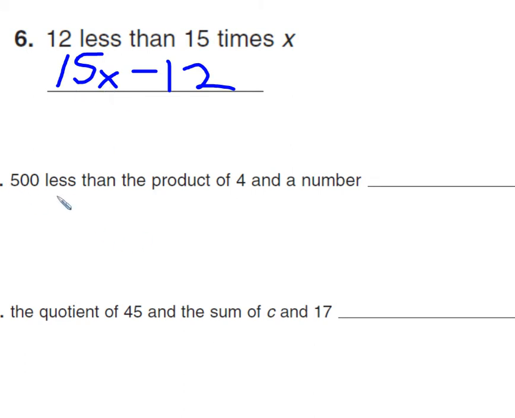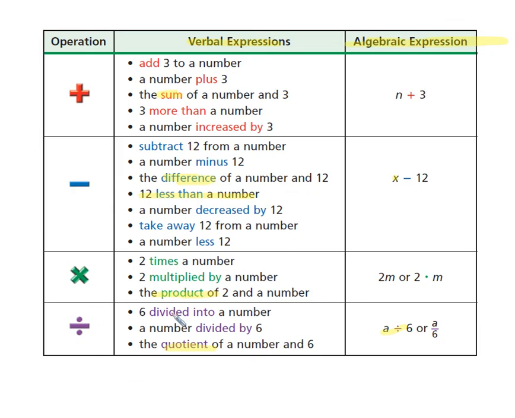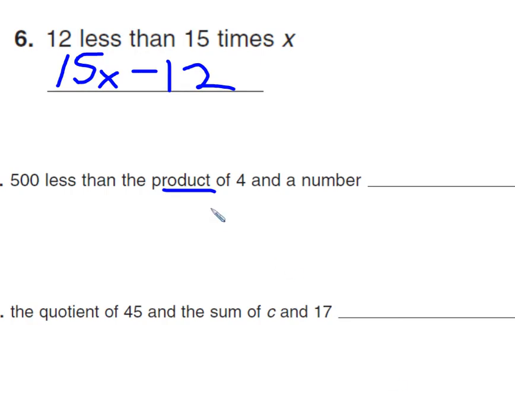500 less than the product of 4 and a number. Product means multiplication. So we have the product of 4 and a number. I like using x for my unknowns. And then 500 less than that, minus 500.